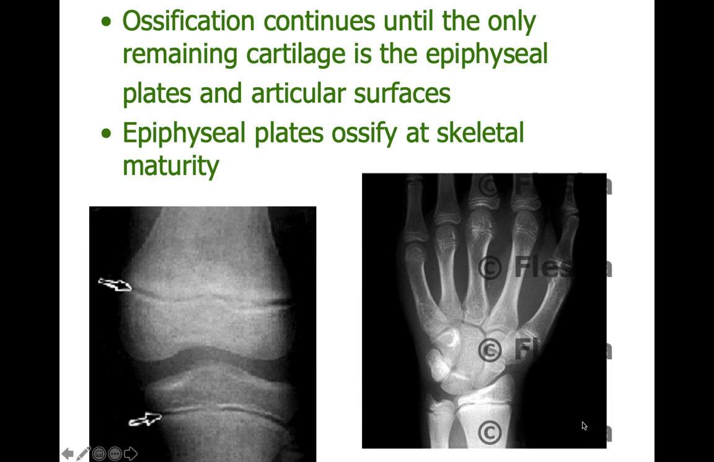And again, here are my favorite pictures. We have our epiphyseal plates in place. All right, so that's where we're going to find our hyaline cartilage. Ultimately, that will be gone when the individual reaches skeletal maturity.